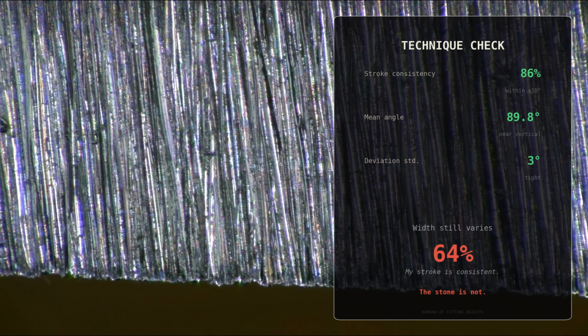Well, we can check that too. So, my stroke angle was consistent to within 3 degrees. 86% of all scratches go the same direction, and yet the width still varies by 64%. My stroke is consistent, the stone, however, is not.